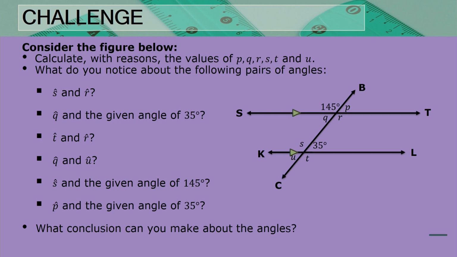So there's angle S and angle R, angle Q and the given angle 35 degrees, angle T and angle R, angle Q and angle U, angle S and the given angle of 145 degrees, and angle P and the given angle of 35 degrees. And after you've seen or compared these angles, what conclusion can you make about these angles?